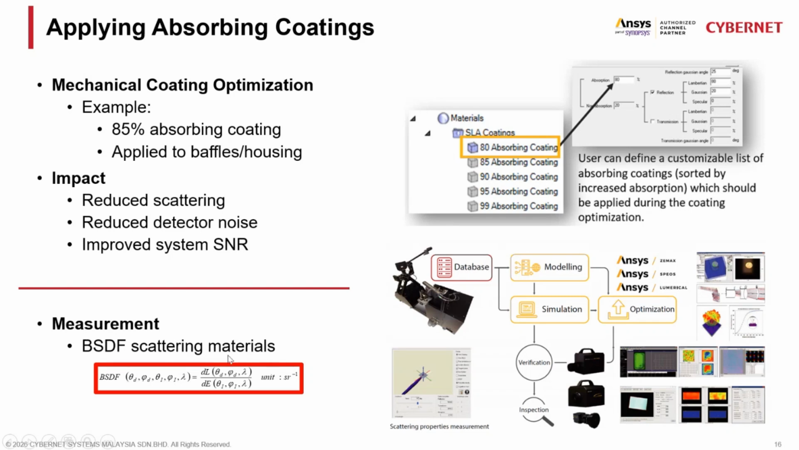Our company has this kind of measurement for BSDF scattering material. So you can send your sample to us, and then we can do the measurement to create this kind of coating profile. You can use this profile for your Speos simulation. The impact of this kind of absorbing coating is that it will reduce the scattering, reduce the detector noise, and improve the system SNR.